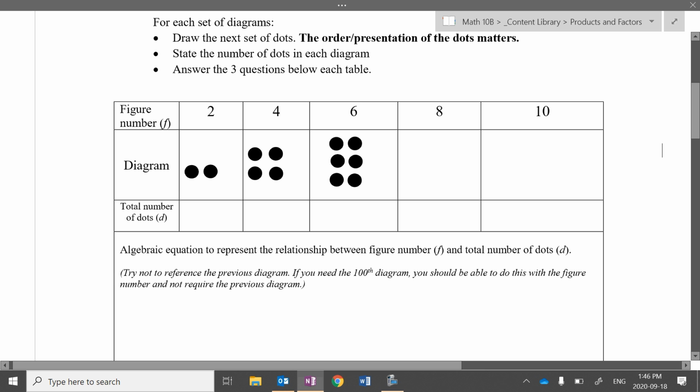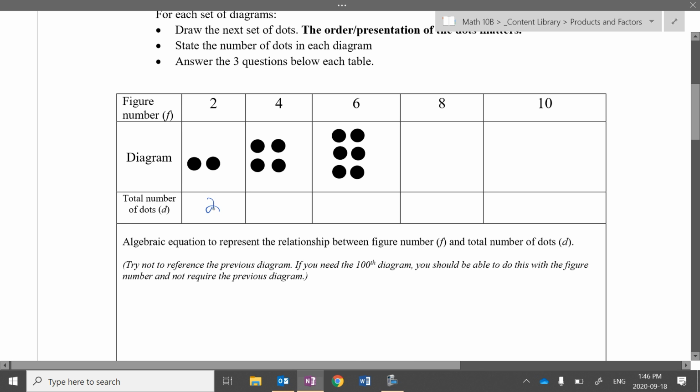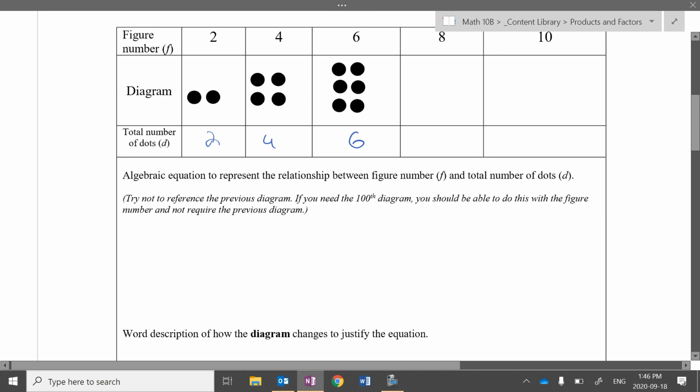On the first one, there's literally 2 dots here. There's 4 dots here. There's 6 dots here. What do you notice? They're the same, right? You should have noticed as well, my pattern just grows taller. Those are terrible dots. I apologize. So our equation here is just going to be D equals F. Could you have written F equals D? Totally. Those are the same thing.